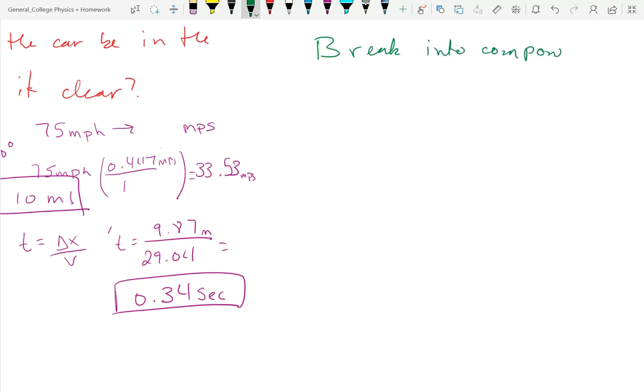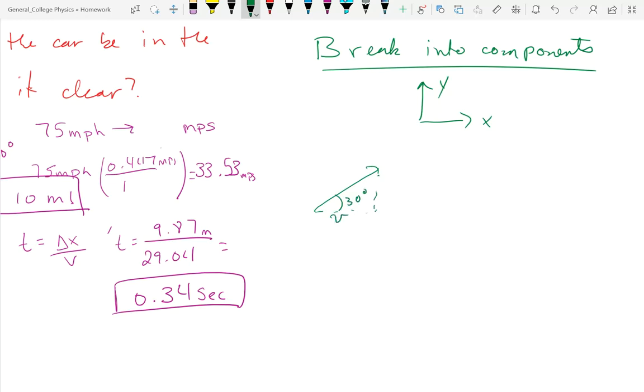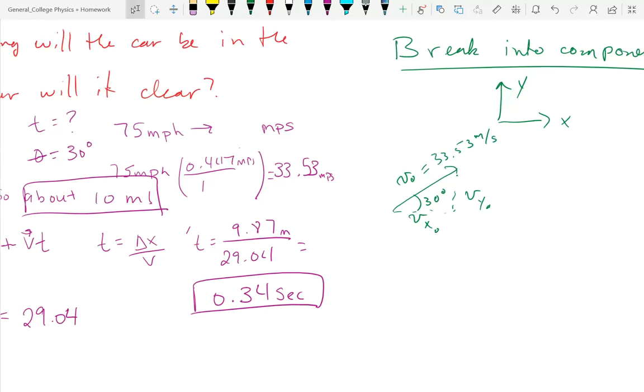Break into components. That's our first step. So I have to define my directions if I'm going to break it into components. I can't break into components if I don't define the directions of my components. And so I had, as they did, 30 degrees. Here's my speed in the x. Here's my speed in the y. These are both initials. Here's my speed initial equals, and leaning on their work, 33.53 meters per second. MPS, I know what you meant there.